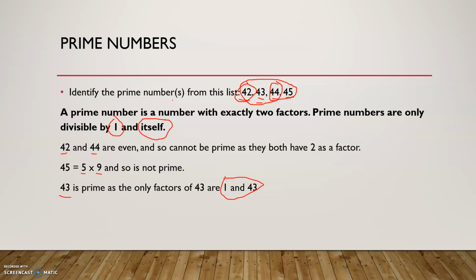So, identify the prime number or numbers from the list. 42 is not a prime number because it can be divided by 2. 43 is a prime number because it has only two factors, which are 1 and itself. Hence 43 is a prime number. 44 is not a prime number because it has 2 as a factor. 45 has two factors, 5 and 9, hence 45 is not a prime number.